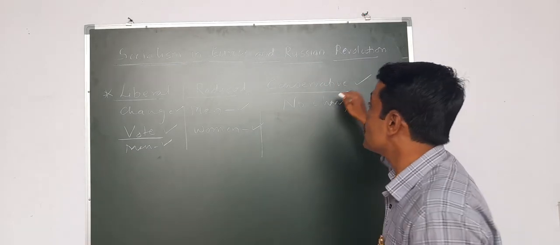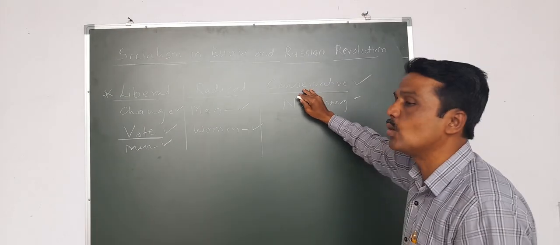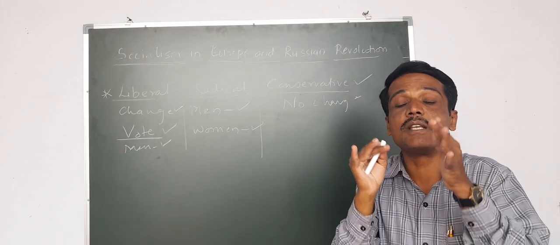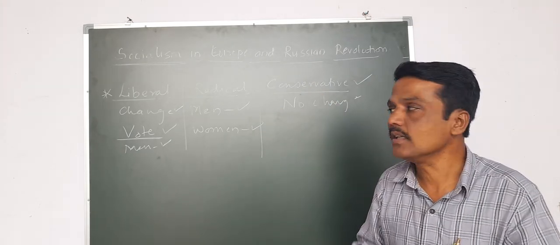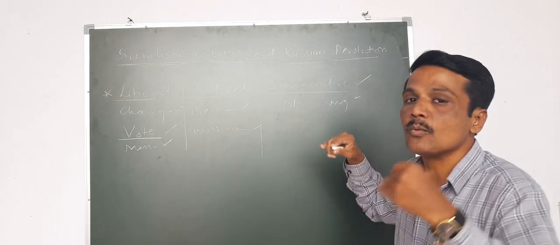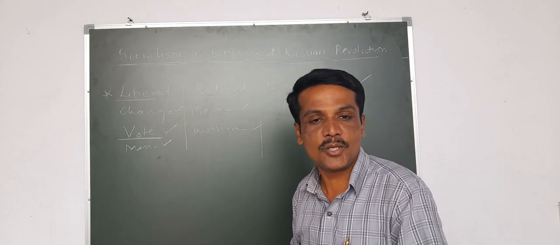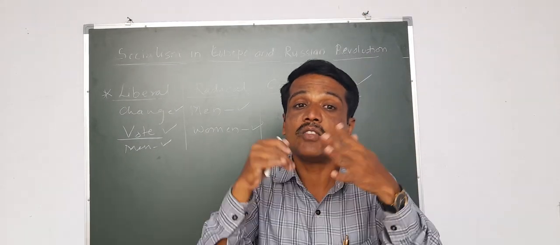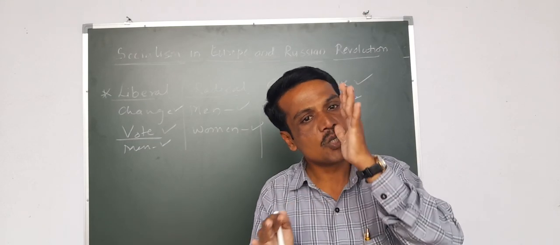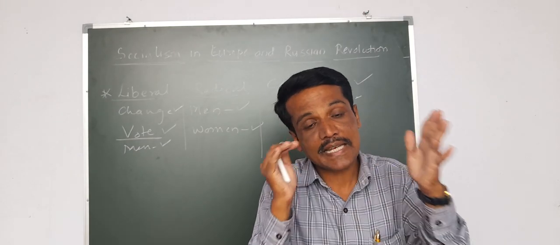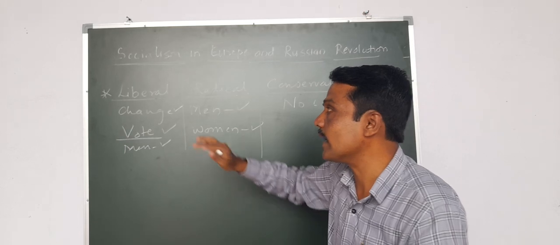Those were conservatives, and they wanted only this conservative regime or ideology to rule over the nation. We can find that the wealthier sections of society and the royal families were enjoying all the powers. So this was a slight difference.